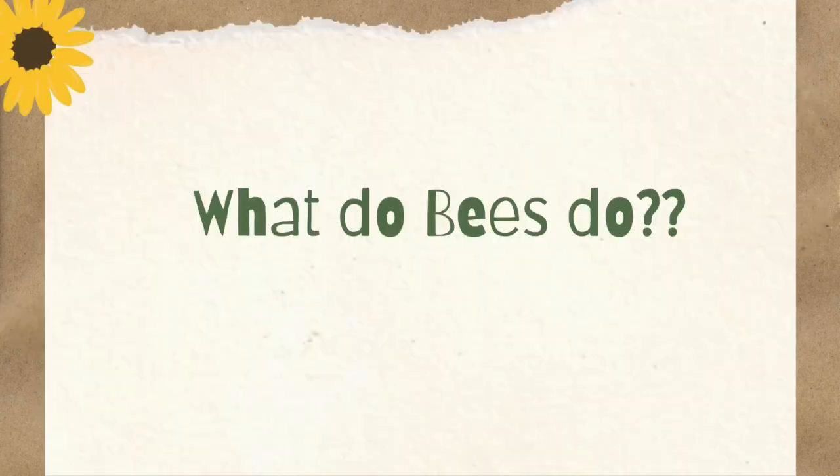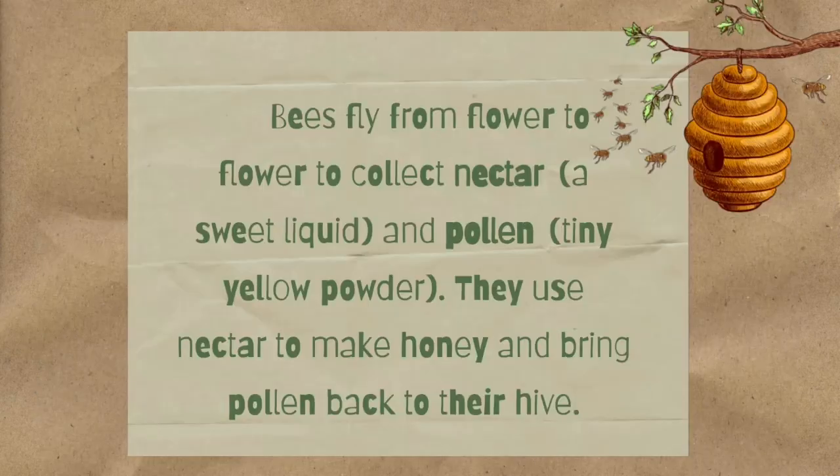So, what do bees do? Bees fly from flower to flower to collect nectar, a sweet liquid, and pollen, a tiny yellow powder. They use nectar to make honey and bring pollen back to their hives. How many of you have tried honey? Honey is super sweet and really sticky, so if you get it on your clothes, you might not like that.